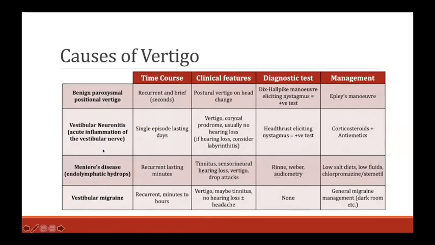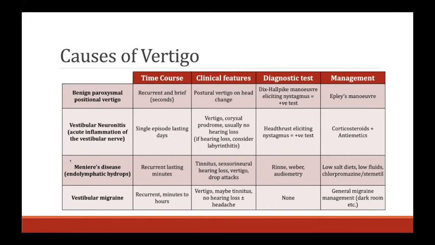Causes of vertigo are quite numerous, but although there are quite a few things that cause vertigo, there are very few things that cause it commonly. The most common causes of vertigo that you will see in a GP practice and in an emergency department as a fifth year and a junior doctor are these four. The way you differentiate them is their time course. So the most important question to ask someone presenting with vertigo is how long do these episodes last?